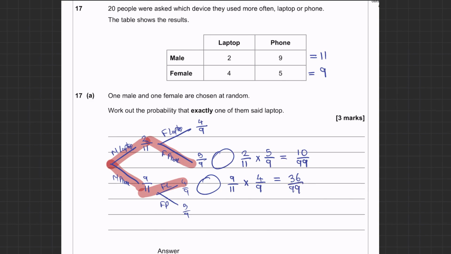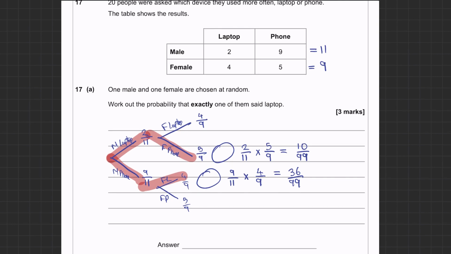So we've got lovely numbers in the denominators. We've got the probability of each one. So we now need to say, well, what's the total probability? That's going to be 10 over 99 plus 36 over 99 equals 46 over 99. And that is the probability that exactly one of them said laptop, which is 46 over 99. Leave it as a fraction because that's exact. If you round it, you'll still get the marks, but you've got to be careful with rounding. Probably leave it to at least 3 decimal places.